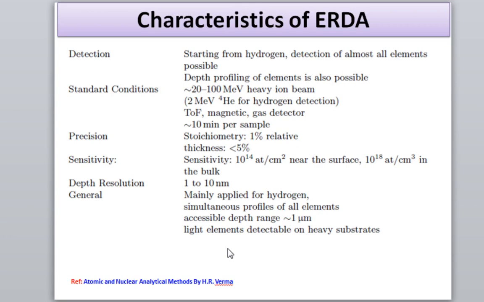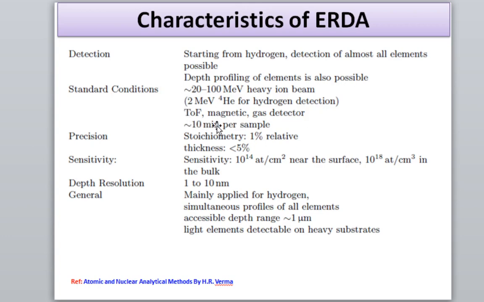So these are some characteristics of ERDA. It can detect elements starting from hydrogen to all elements, and depth profiling is also possible. Under standard conditions, one can use 20 to 100 MeV heavy ions. But in case of RBS, if you remember, one can use only very low energy, that is only 1 to 3 MeV helium or proton. Even heavier ions may also be used. 2 MeV helium can be used for hydrogen detection, and the detector should be a gas detector or magnetic detector, time of flight or position sensitive detector.